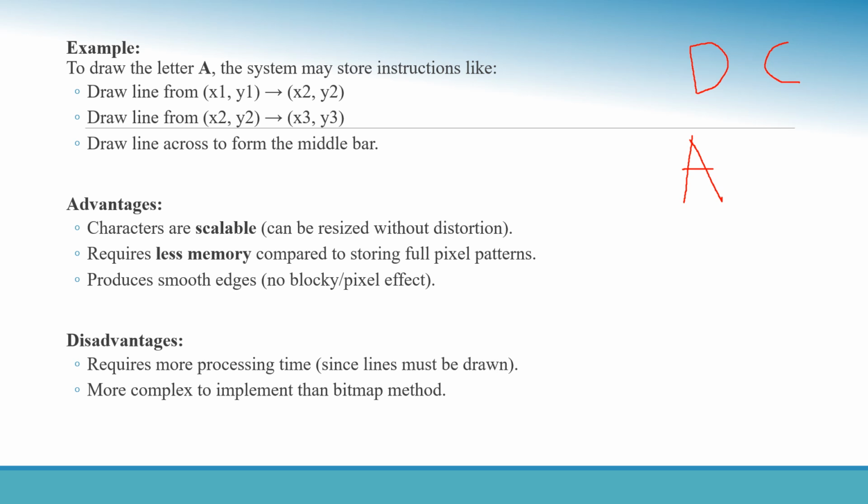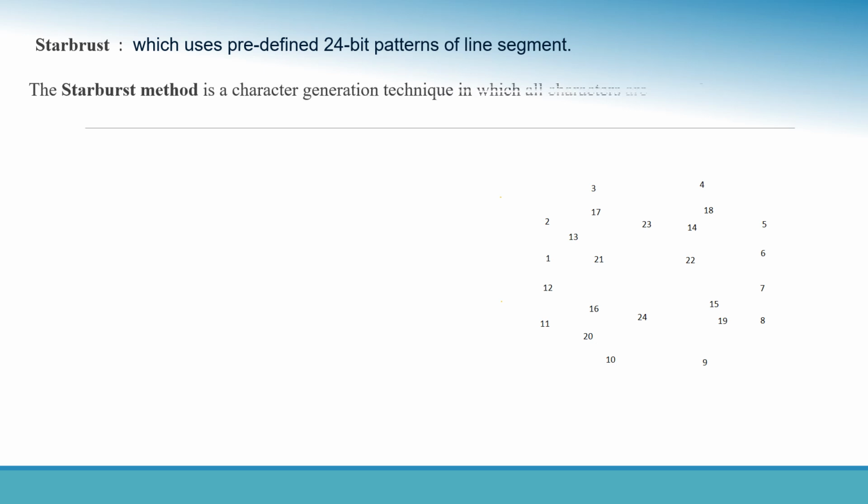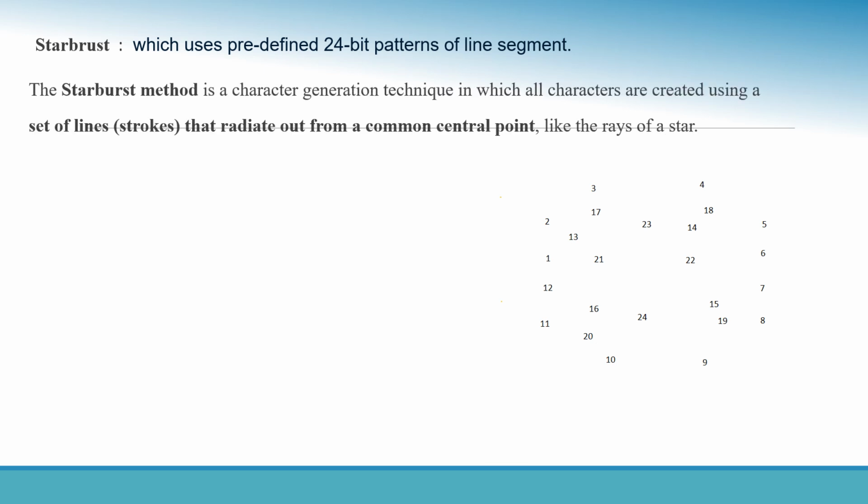Okay. So the next method is the starburst method, which uses a predefined 24-bit pattern of line segments. The starburst method is a character generation technique in which all characters are created using a set of lines, that is strokes, that radiate out from a common center point like the rays of a star.